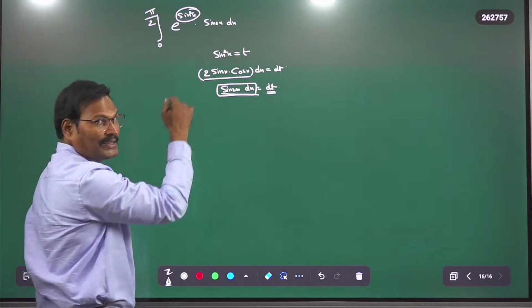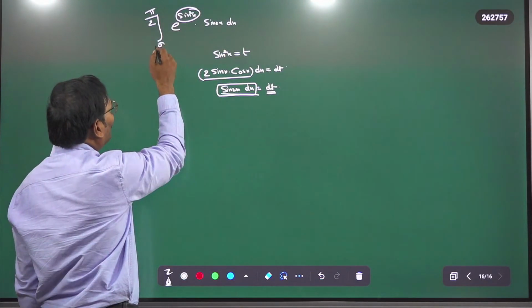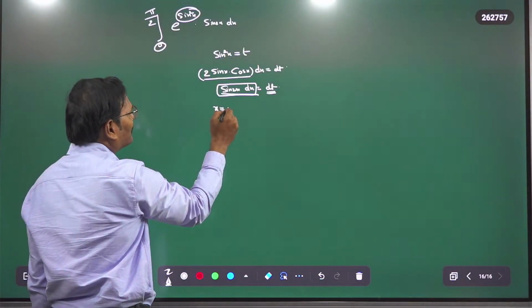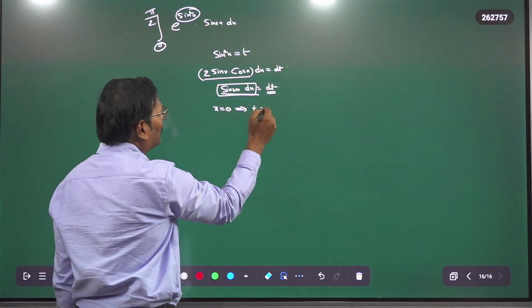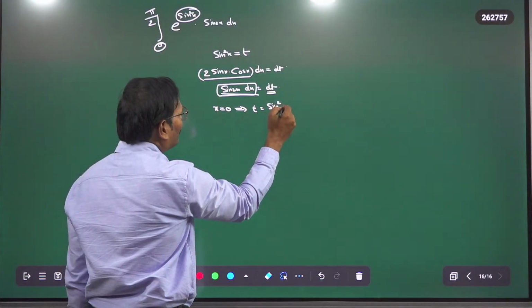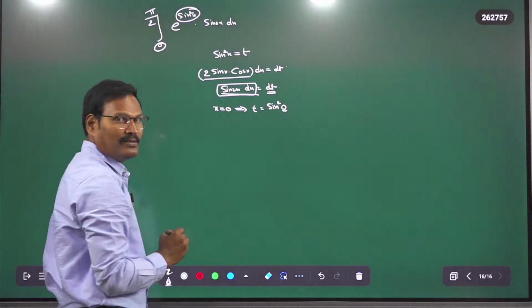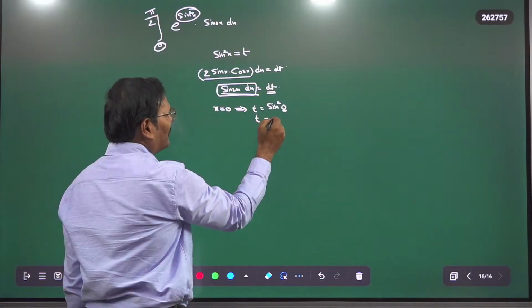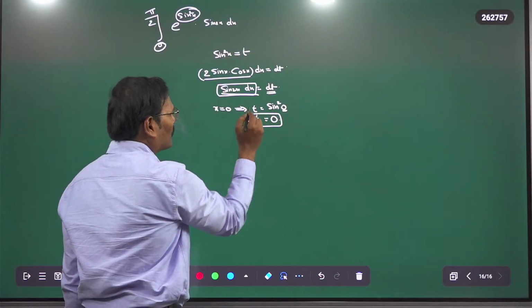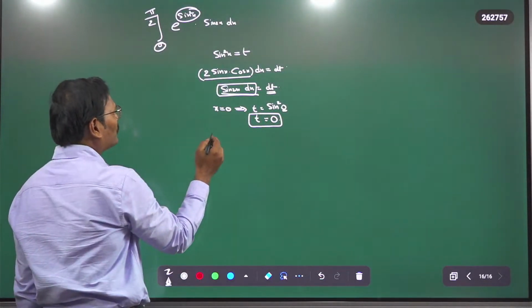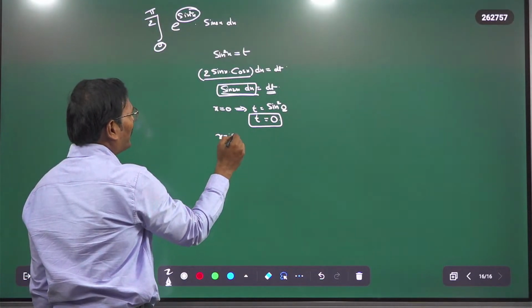Now I am substituting the limits. So we have to find the t limits also now. Here the lower limit is x is equal to 0. t equal to sin square 0. In place of x, I am substituting 0. So sin 0 is 0. So x 0 means t also equal to 0. And x is equal to pi by 2.